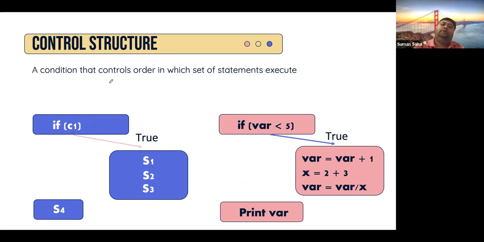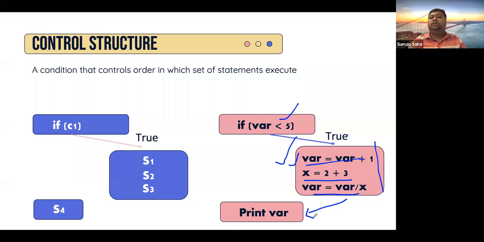Here is one example. You check if var is less than 5 or not. If var is less than 5, then go to this block and do this operation: var equals var plus 1, x is assigned 2 plus 3, and var is assigned var divided by x. So if var is less than 5, then it is true. If it is true, then you execute all these statements and finally print the var.